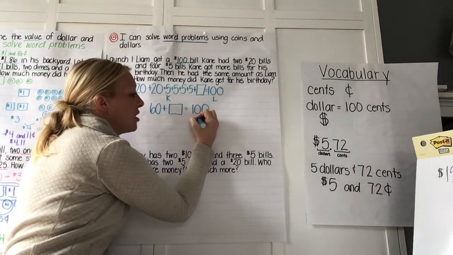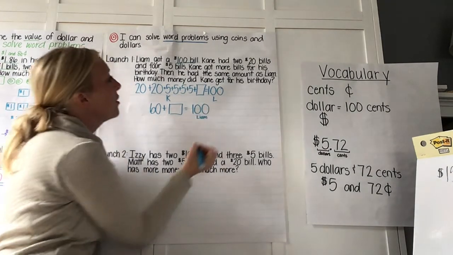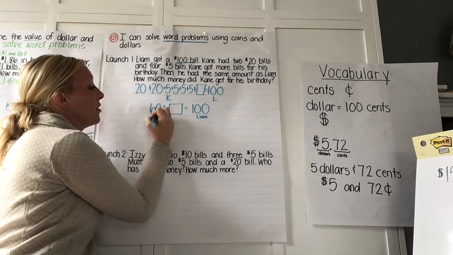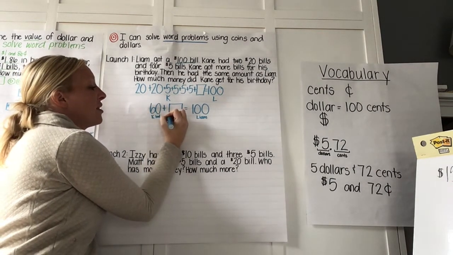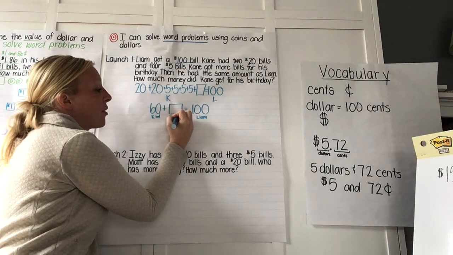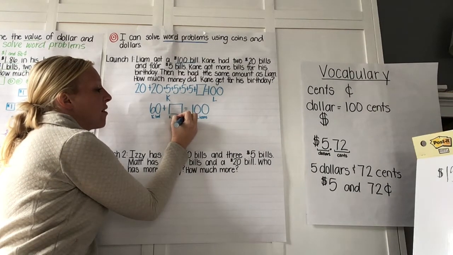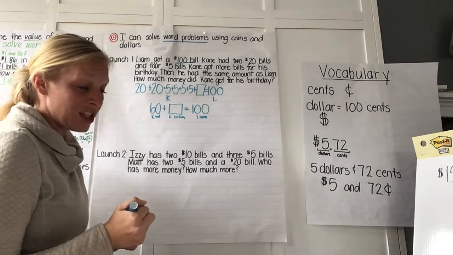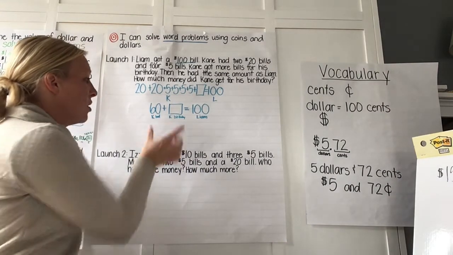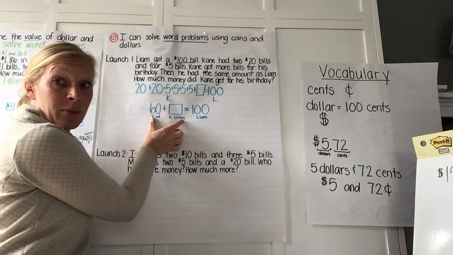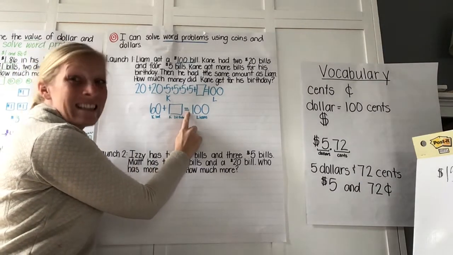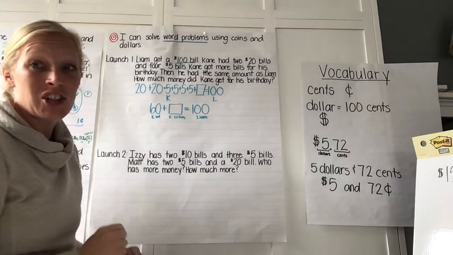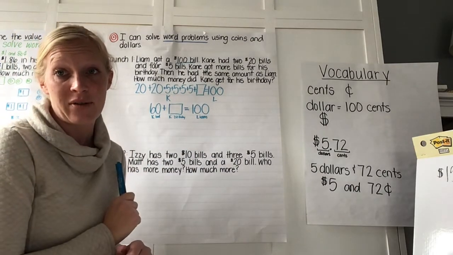Okay, this is how much Liam had. This is how much Kane had. And then this is how much Kane got for his birthday. And why do we have that equal sign in between those two expressions? Because what Kane had and what Kane got for his birthday was the same as Liam's money. So we're trying to figure out how much did Kane get for his birthday.